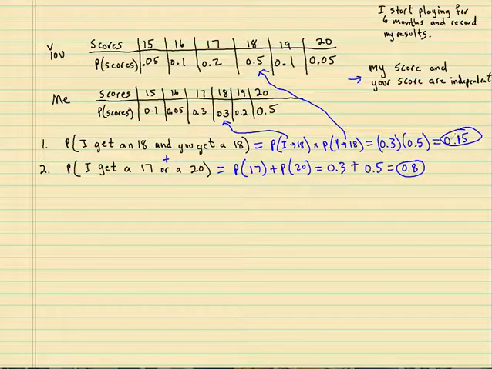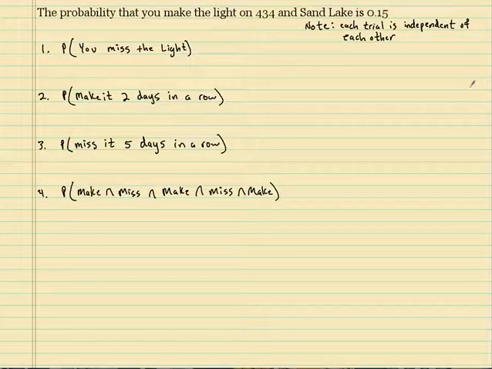Alright, and this is going to be a switch up of a problem. The probability that you make the light on 434 in Sand Lake is 15%. Okay, so what's the probability you're going to miss the light? The probability that you make it is 15%. The probability you're going to miss it is 1 minus the probability you're going to make it.